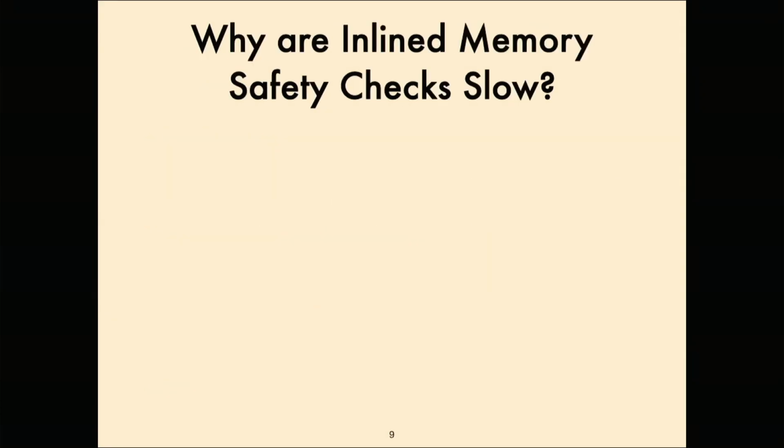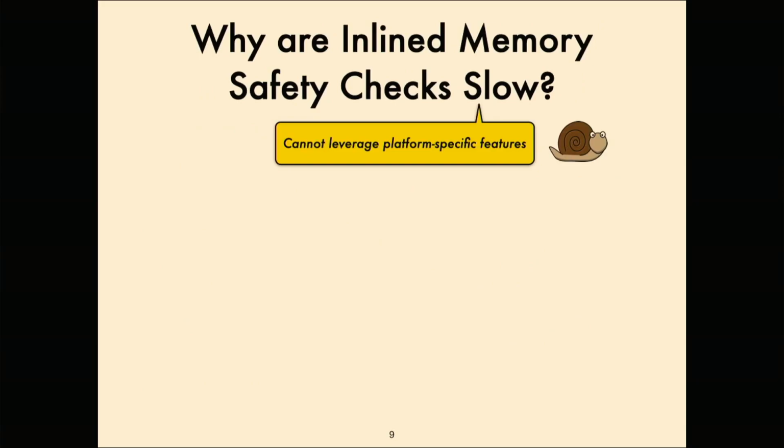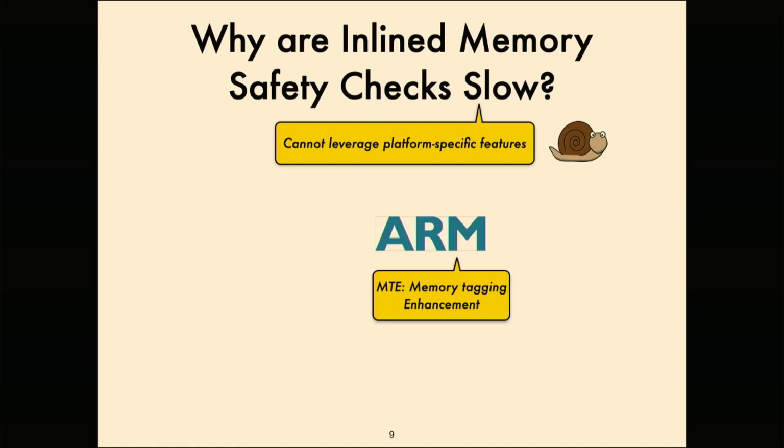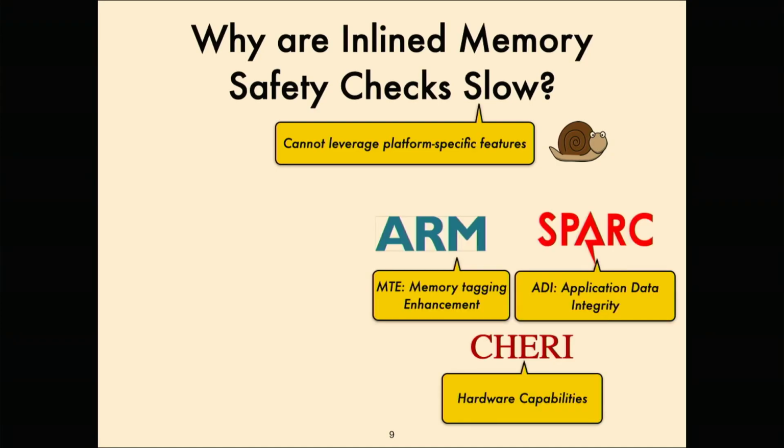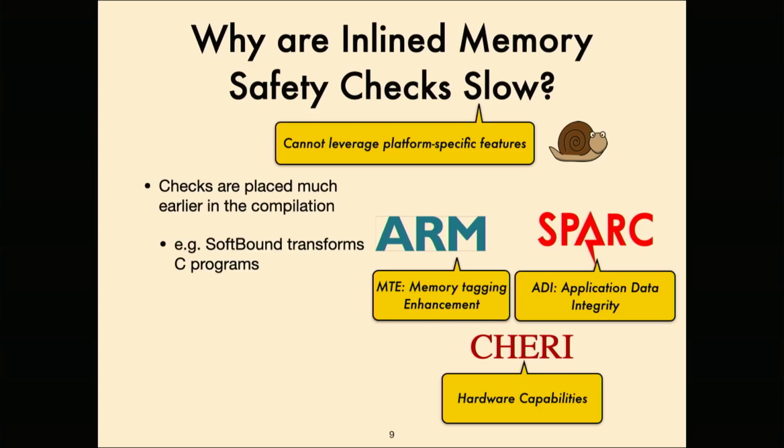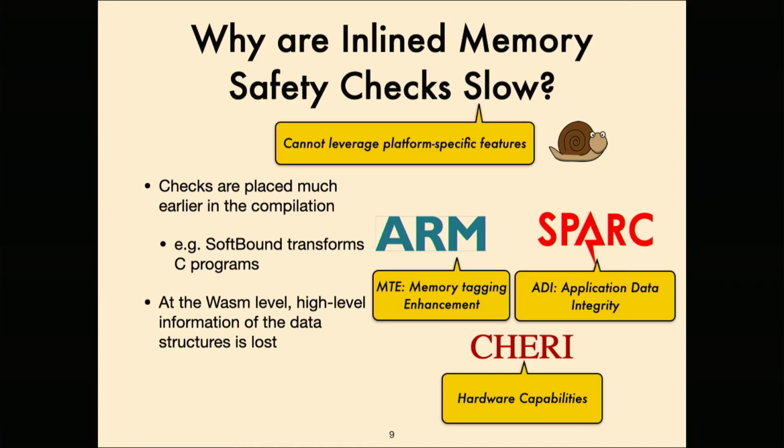Why? One of the reasons these checks are slow is because they cannot leverage hardware performance. Emerging security architectures such as ARM MTE, SPARC, and CHERI provide hardware features for efficient enforcement of memory safety. But because the Wasm code gets compiled with inline safety checks, by the time we are at the Wasm level, we are losing the high-level information of these data structures.